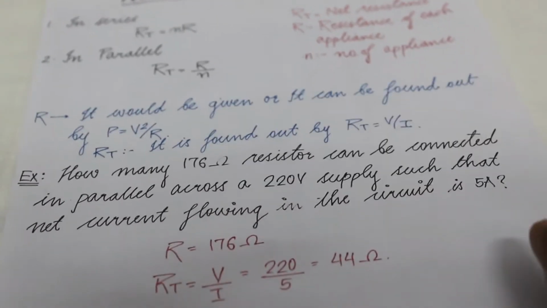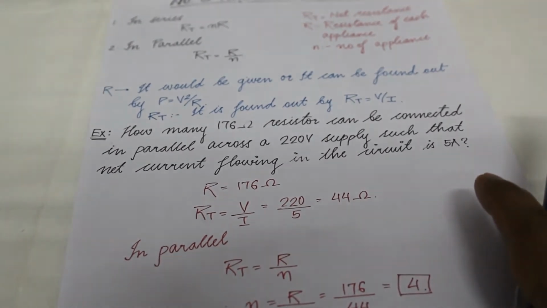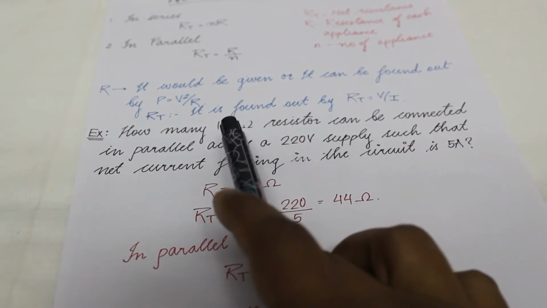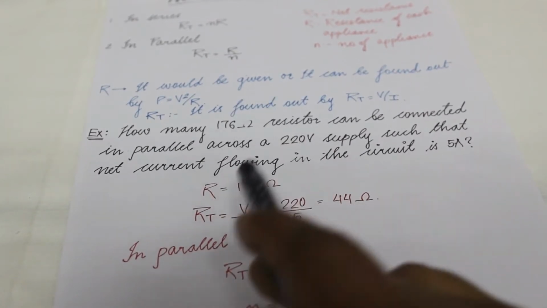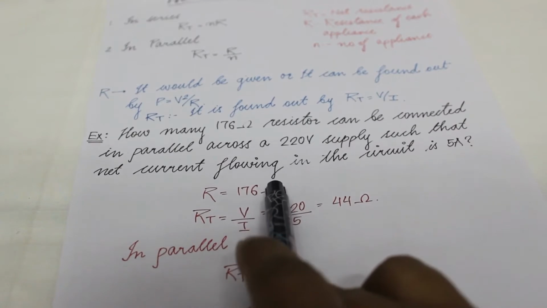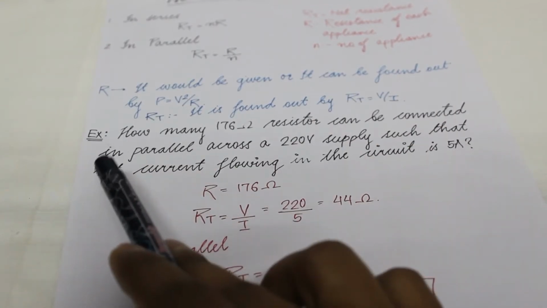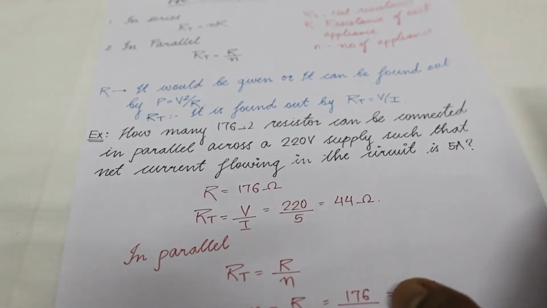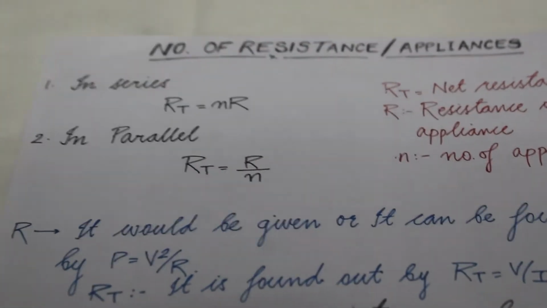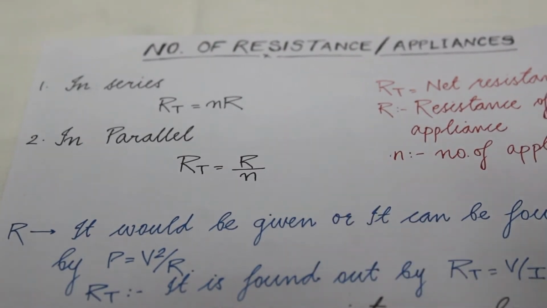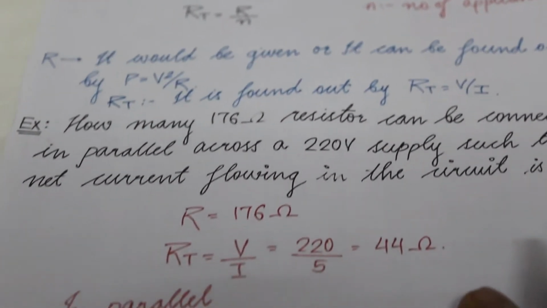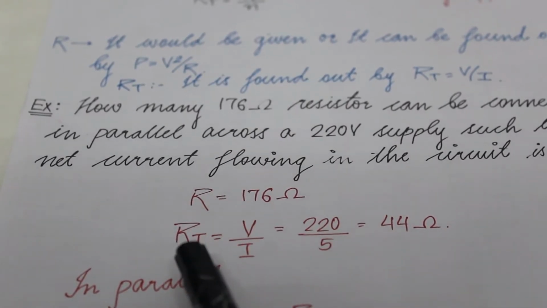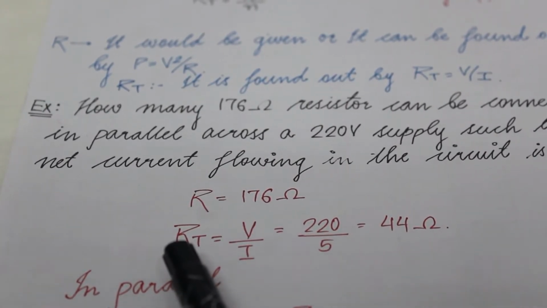Now coming back to the question again, how to solve it. As you can see, they have asked how many 176 ohm resistors. It means 176 ohm will be the resistance of each appliance. So we write R is equal to 176 ohm, connected in parallel. If we need to find the number of resistors in parallel, we use the formula RT is equal to R by N. R is the resistance of each appliance, which is given here, and it is equal to 176 ohm.